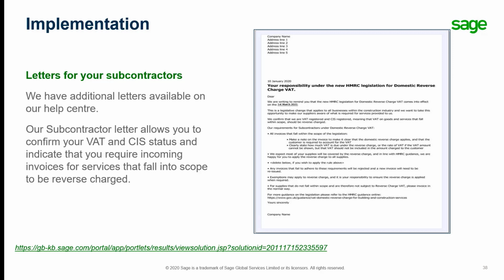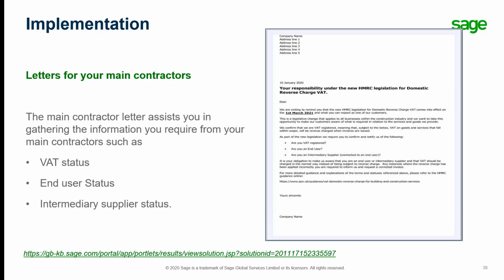So to assist you when determining where domestic reverse charge applies, we have some additional letters available for you to install and use. Both of these letters can be found in our CIS Help Centre or via the link on the bottom of the page. Our subcontractors letter allows you to confirm your VAT and CIS status and also indicate that you require incoming invoices for services that fall into scope to be reverse charged. Our main contractor letter helps you gather that information you require from your main contractors, such as their VAT status, their end user status, and whether or not they're an intermediary supplier.